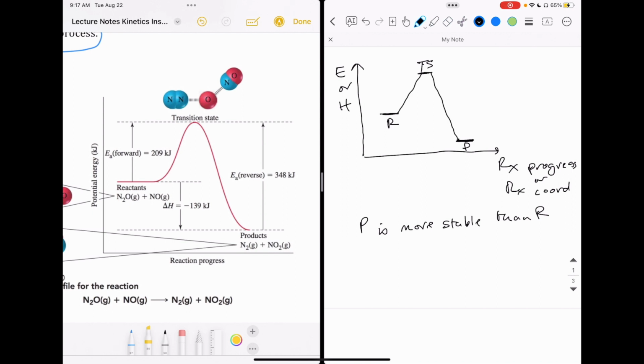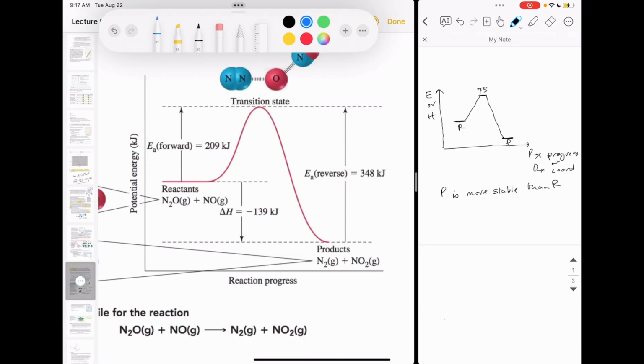In addition to that, you see some numbers. So I want to point out what the meaning of those numbers are. The first number you see is 209 kilojoules and it says EA forward. That number actually represents your activation energy. So the reactants must collide with a minimum of 209 kilojoules before your reactants can form the transition state. We call that the forward activation energy because it represents how the reactants go to the transition state.